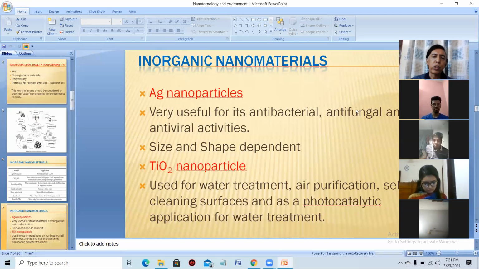Now, the next type of inorganic nanomaterial that is used for water treatment is titanium oxide nanoparticle. It is used in water treatment, and also for air purification, as self-cleaning surfaces, and for photocatalytic application for water treatment. I will tell you what the photocatalytic application for water treatment is.